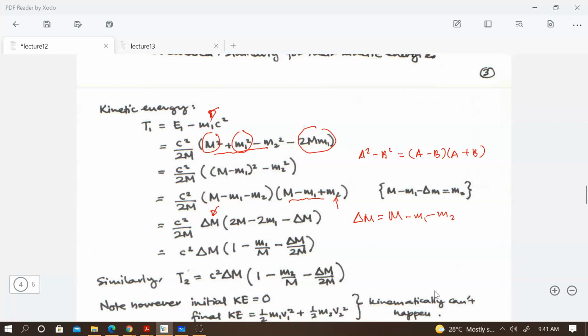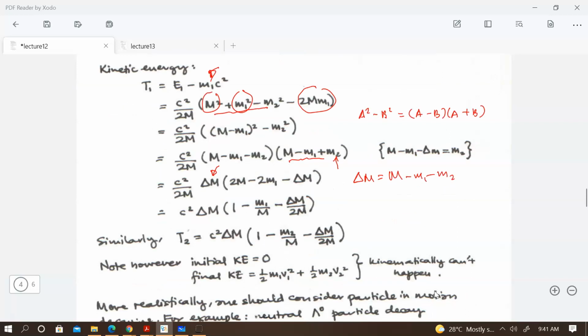So you can do the same for the other particle, T2. It can be expressed in terms of that. In other words, what we see here is that the initial kinetic energy is essentially zero because the initial particle is at rest, but the final kinetic energy, coming from the relativistic kinetic energies T1 and T2, is not zero. So this process is not what we call kinematically favorable. Unfavorable.